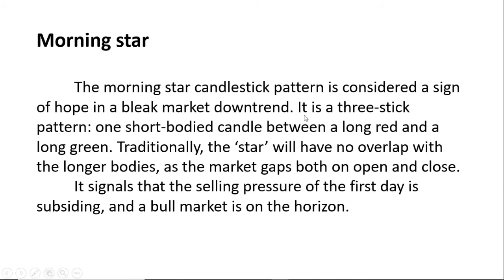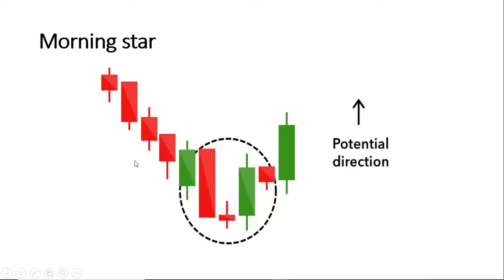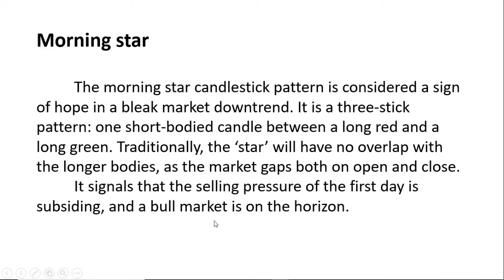So how do you identify this type of candle? It is a 3-stick pattern. In this, there are 3 sticks involved. In the previous one, there were 2 sticks. So, one short-bodied candle between a long red and a long green. See, in this graph, you can see there is one short-bodied candle between one red and one green.